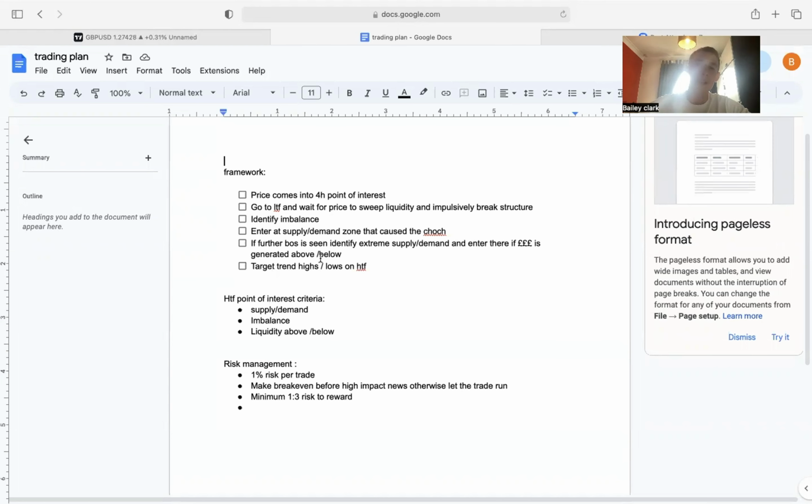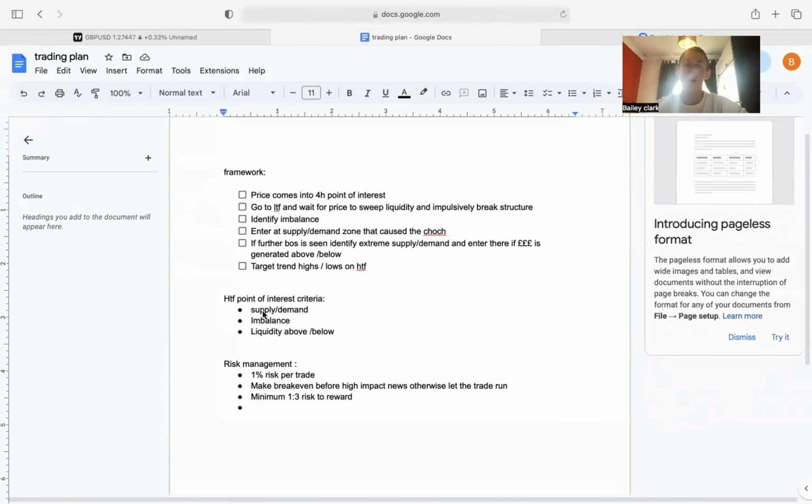We then identify an imbalanced area of supply and demand that caused the change of character. We then want to see some liquidity created above it, and we simply then set the limit on that area, entering with stop loss just below it. And we're going to target those trend highs and lows, or any areas that you think price may reverse from.